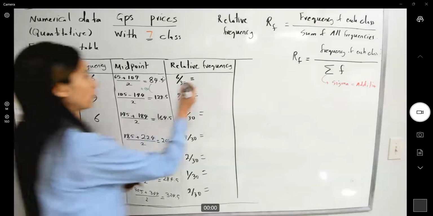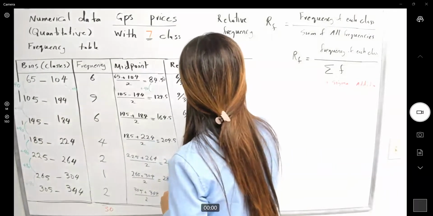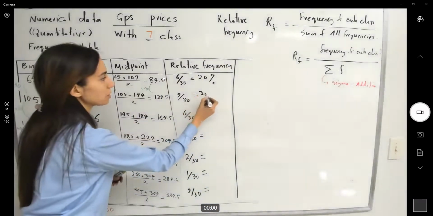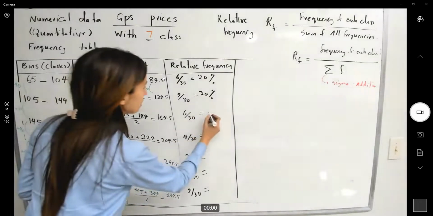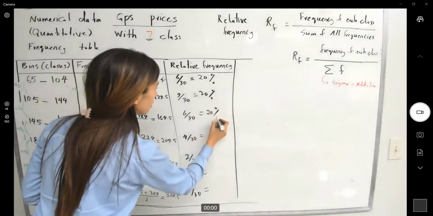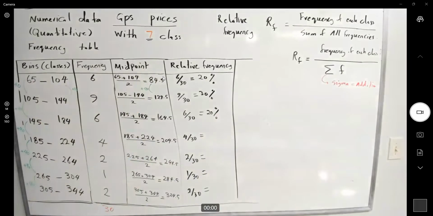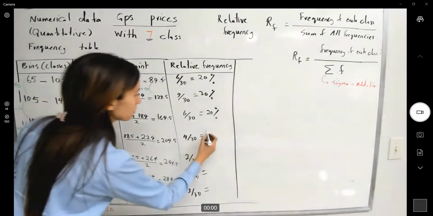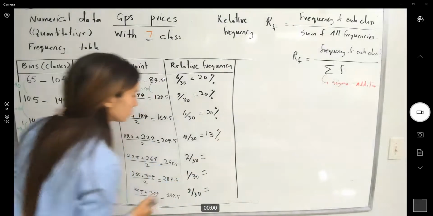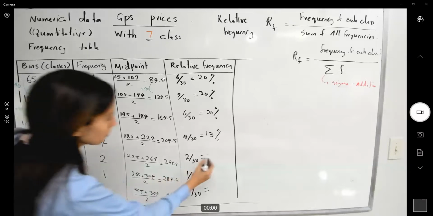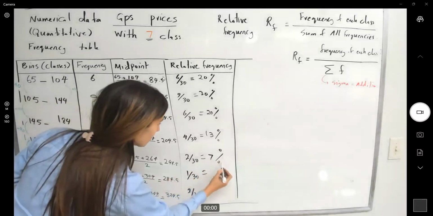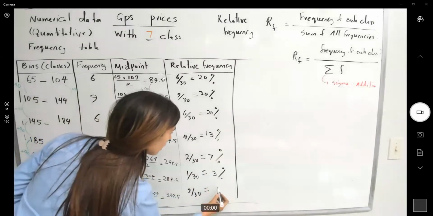So here you have 20%, then you have 30%, then you're going to have another 20%. It's going to be the same as before. And let's see, you're going to have 13%. Well, the next one is going to be 7%. Then you have 3% and another 7%.